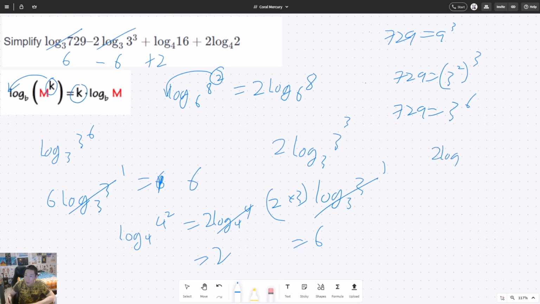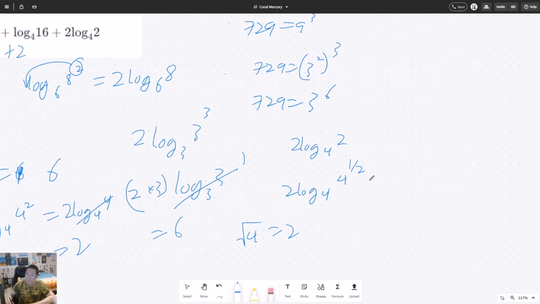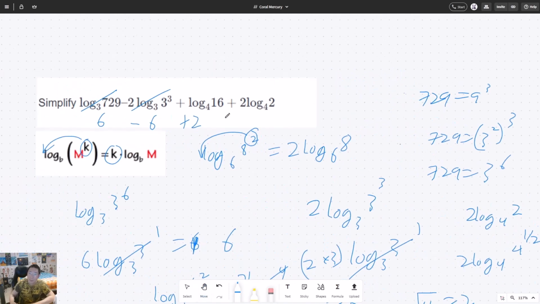2 log base 4 of 2, which will be equal to 2 log base 4 of 4 to the power of 1/2, because the square root of 4, or 4 to the power of 1/2, is equal to 2. So we have 4 to the power of 1/2. The 1/2 goes to the front, so this becomes 2 times 1/2 multiplied by log base 4 of 4. That cancels out to 1. This also cancels out to 1, so this is basically 1. We have 1 times 1, so we have plus 1 here.